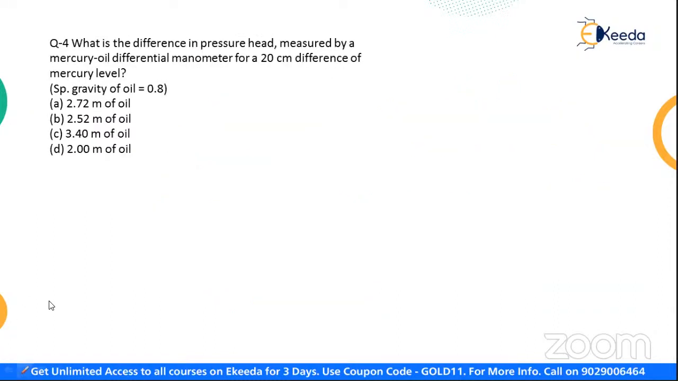Moving on to the next question, that is question number 4. It asks for the difference in pressure head measured by a mercury oil differential manometer for a 20 centimeter difference of the mercury level. That means the same thing has to be done. Let's say this is the differential manometer that we are having. In this is the manometric liquid which is filled here. Now this is mercury which is filled in here.